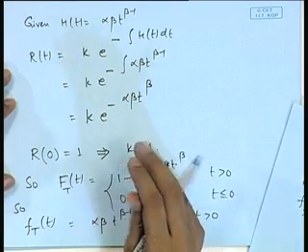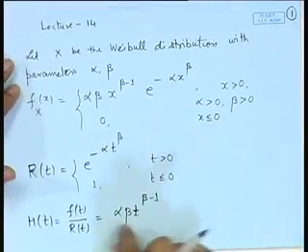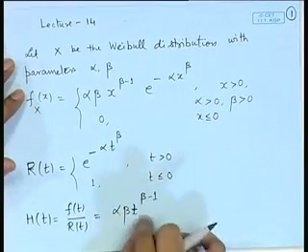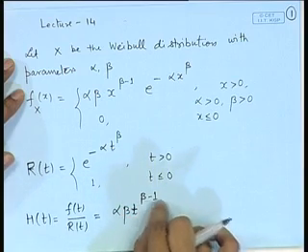So, this discussion shows that for the Weibull distribution, the form of the hazard rate is of a polynomial type of function, alpha beta t to the power beta minus 1.